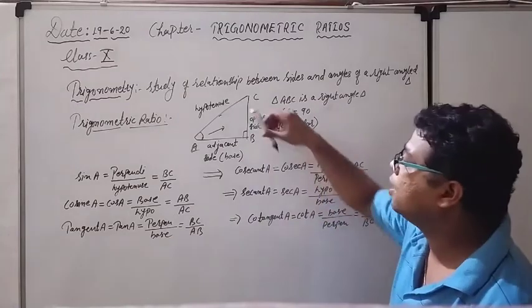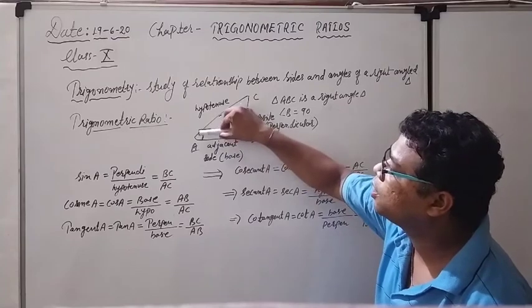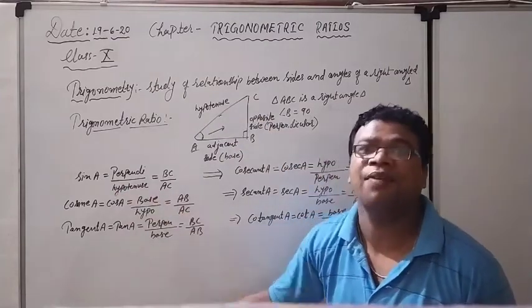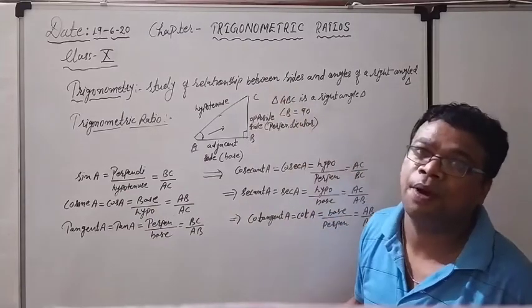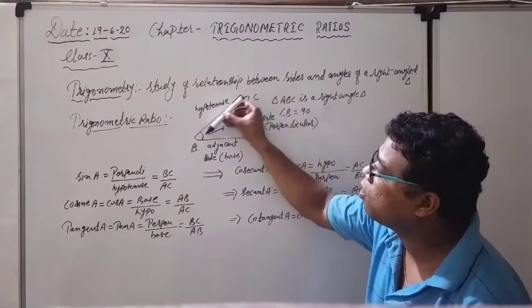For example, here this is my base. What is my base? AB. Why? Because this particular side is attached with A, and A is my angle of consideration. And what is this particular side? This will be considered the perpendicular. Why? Because this particular side is just opposite to the angle of consideration.